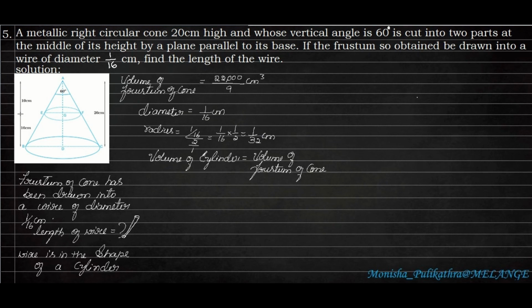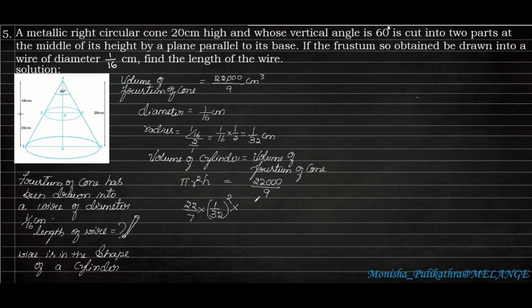Now the volume of the cylinder is equal to the volume of the frustum of cone. The entire volume of the frustum of a cone is converted into the volume of a cylinder. The volume of a cylinder is given by the formula pi r square h. The volume of the frustum of cone we have already found out, that is 22,000 by 9. Pi is 22 by 7, and the radius we have already found is 1 by 32, so 1 by 32 whole square into h.